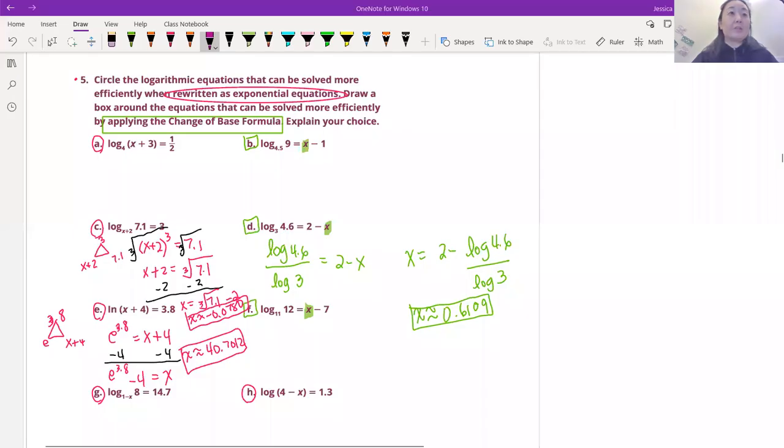All right. So letter A here. Again, we're going to change these to exponentials. These are color coordinated there. So here's our triangle. So it's going to be 4, x plus 3. Remember, we're going counterclockwise fashion. And then 1/2. So this is going to be 4 to the 1/2 power is equal to x plus 3. And remember, to 1/2 power, that's like the square root, right? So this is the square root of 4 is equal to x plus 3.